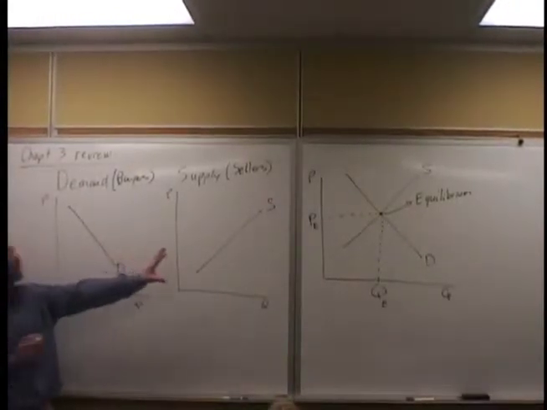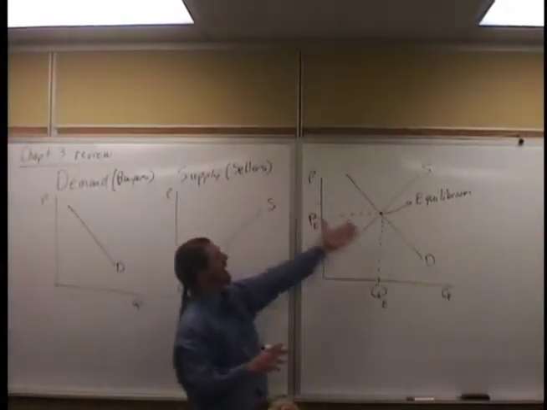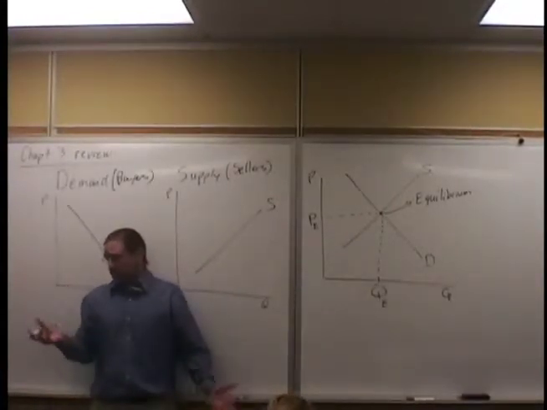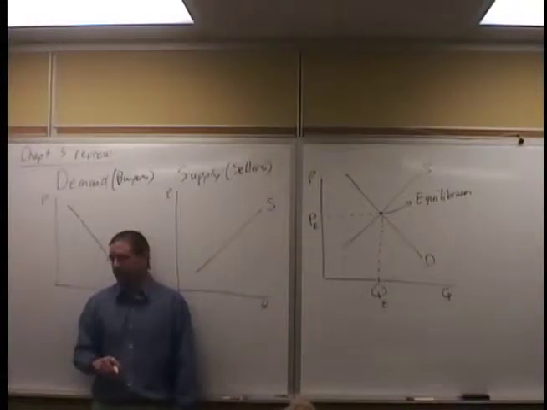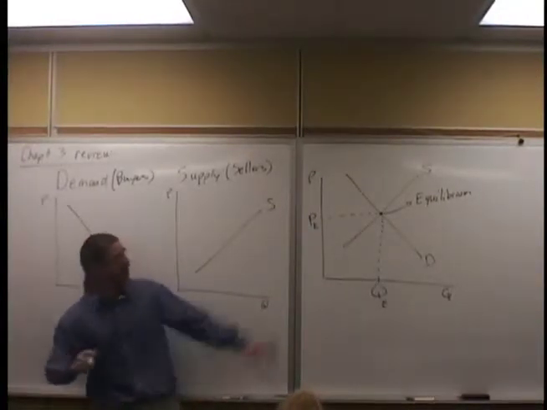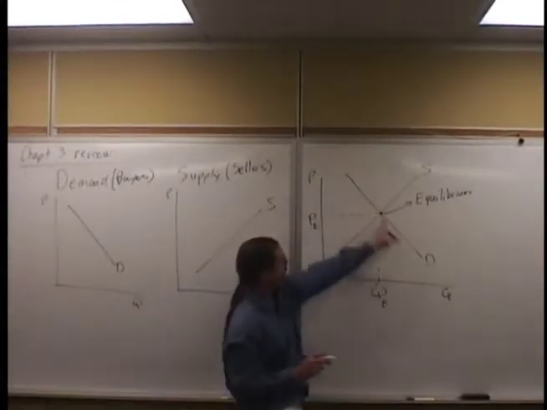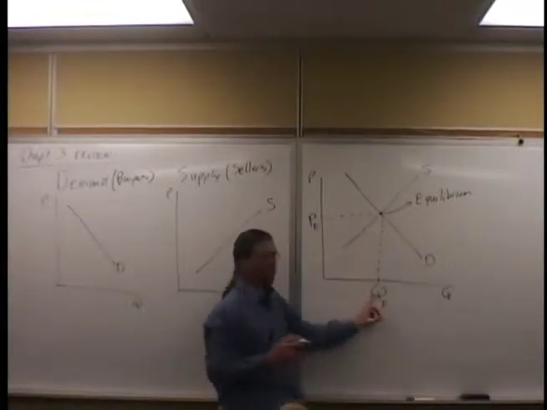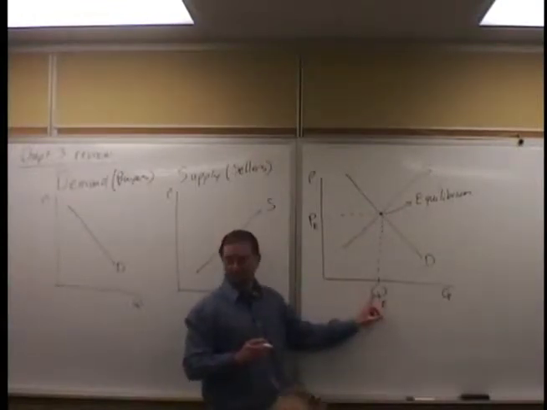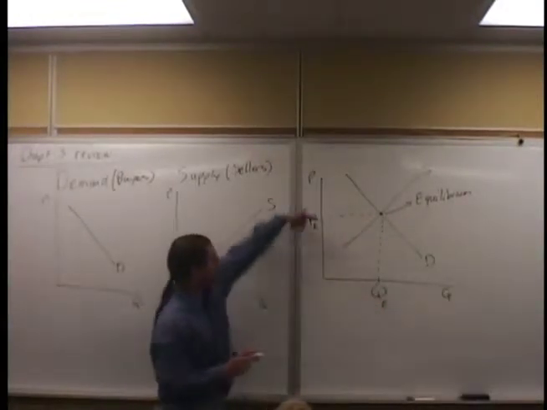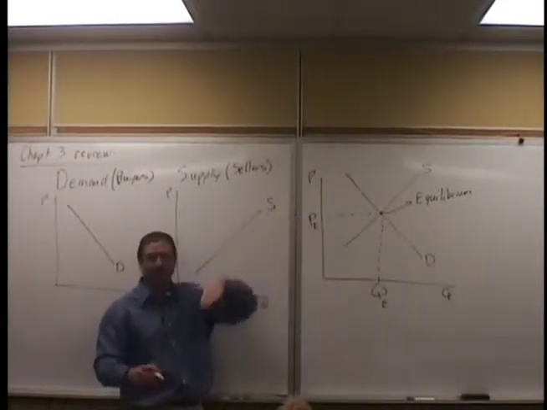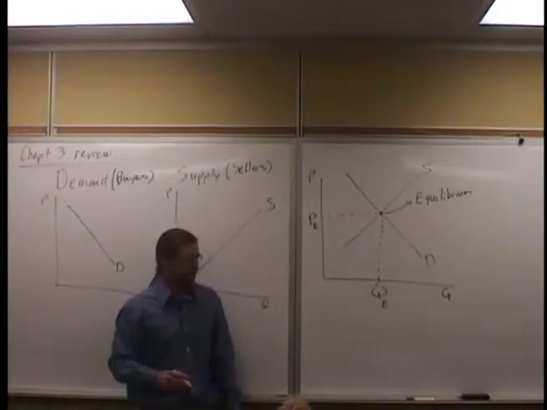Now, this magic point, this gloriously magical point called equilibrium, is just where supply and demand hit. What it means to be at equilibrium is that the quantity being demanded and the quantity being supplied at equilibrium are the same. Likewise, at equilibrium, the price that people want to sell at and the price people want to buy at are the same.